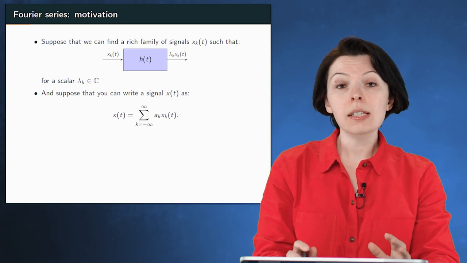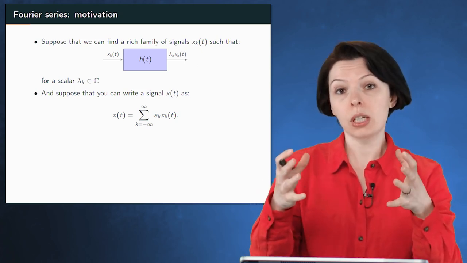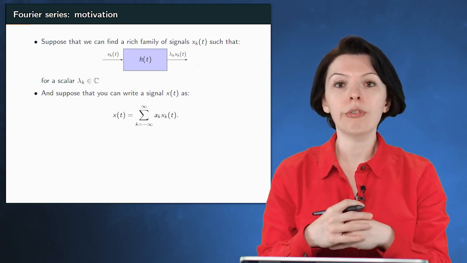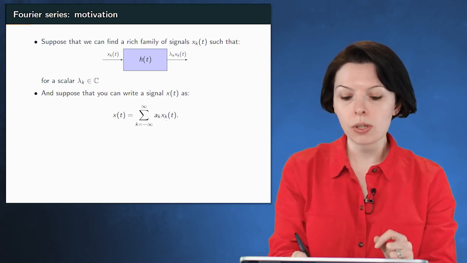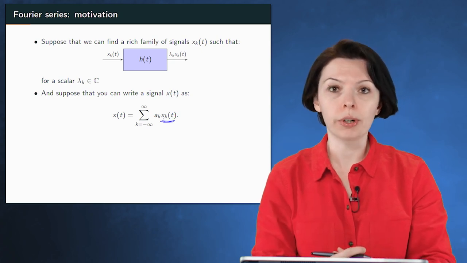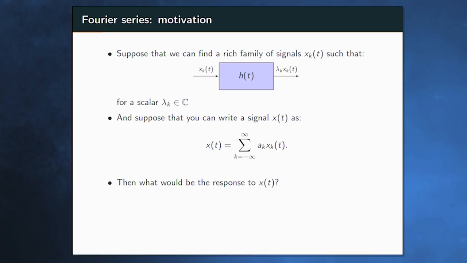Next, suppose that you can write a general arbitrary signal x of t as a linear combination of these base functions, or family of signals, that you found for your LTI system. Next, we want to know what the response of this LTI system to x of t is going to be if we have both of these conditions satisfied.